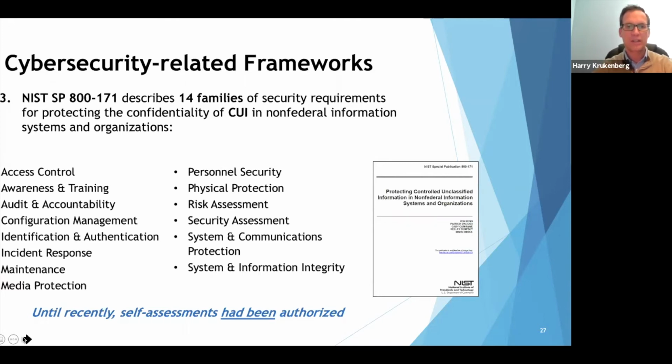Now, until recently, the adherence to NIST Special Publication 800-171 was done through self-assessments. So essentially, if the DFARS clause 252.204-7012 appeared in your contract, and you accepted the contract, you were self-certifying, saying, we meet the requirements within these 14 families. Next slide.